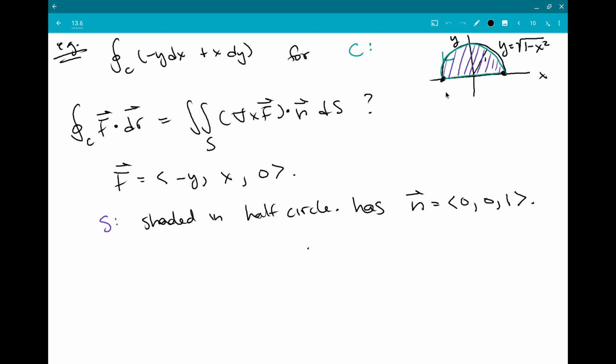Okay. So at this point, I'm kind of confused. I have my normal vector, but since I wrote it this way, I'm not really sure about how to set up my ds. So I'm going to go ahead and compute my del cross f and see what happens.